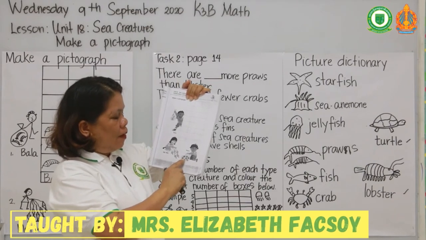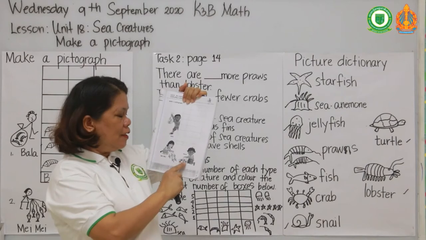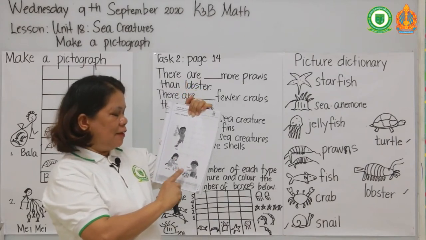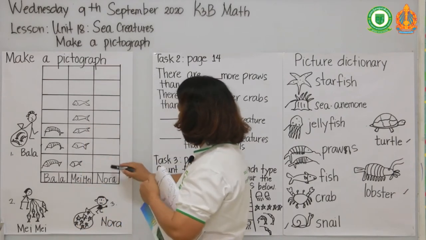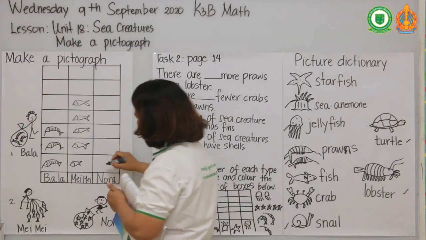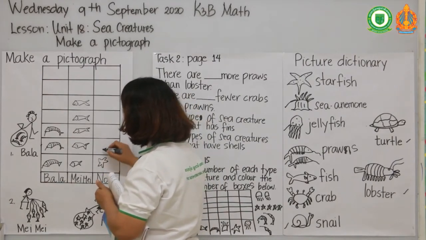Okay, Nora has 7 starfishes. Okay, so you're going to draw 7 starfishes. All right. 1, 2, 3, 4, 5, 6, 7. Okay, so you draw 7 starfishes for Nora.